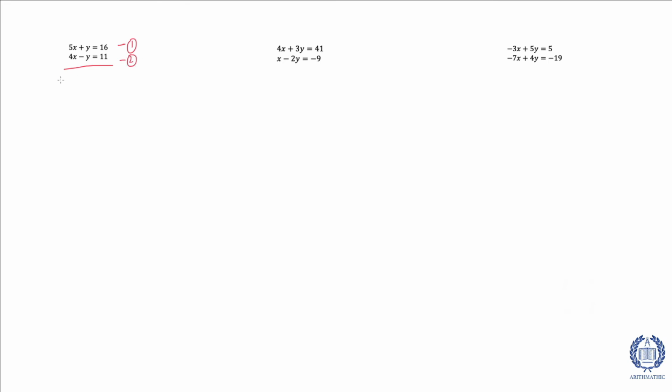Now, the y's are already the same, so for me to get this to 0, I'm just going to say equation 1 add equation 2. So 5x plus 4x is 9x. 16 plus 11 is 27. So that means x is equal to 27 divided by 9, which is 3.